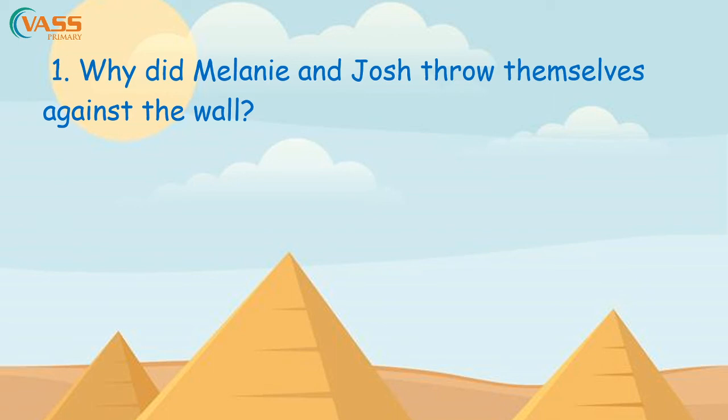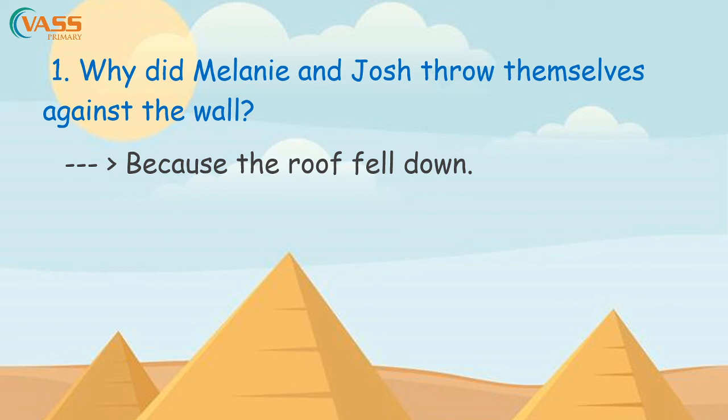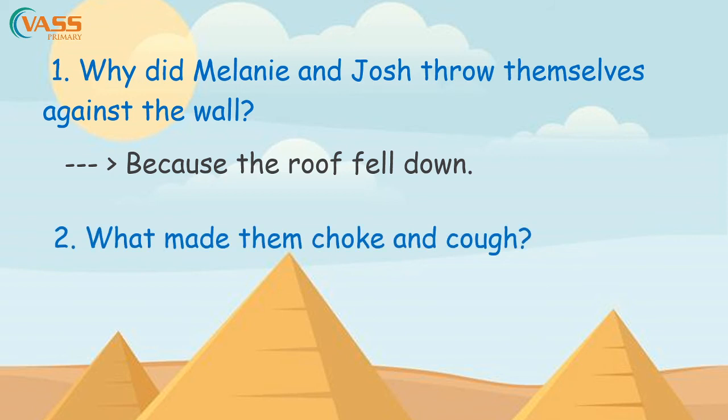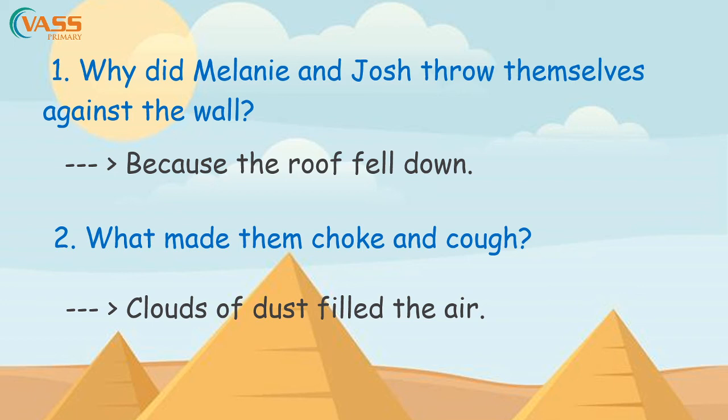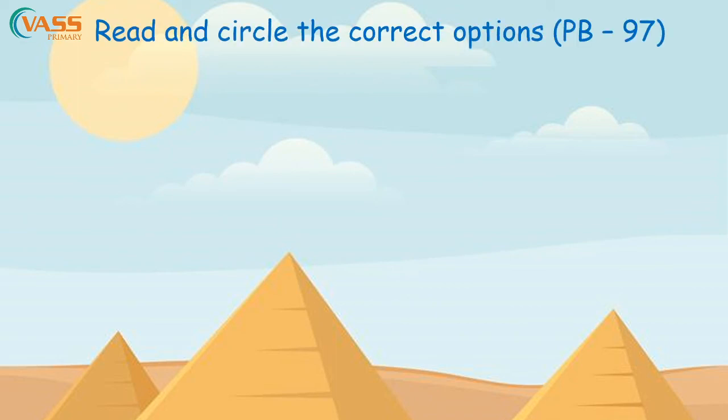Number 1, why did Melanie and Josh throw themselves against the wall? Because the roof fell down. Earth and stones would have hurt them badly if they didn't jump out of the way. And what had made them choke and cough? Clouds of dust filled the air. When something falls from the ground, the dust gets stirred up and makes you cough. Now you get to do the rest on your own.